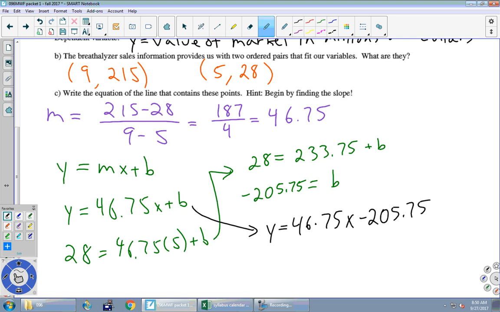And like I said, we've been doing this process for a few weeks now with the mx plus b. You find your slope, you find your y-intercept by plugging a point in, and then you just recopy the equation. Any questions on that equation?